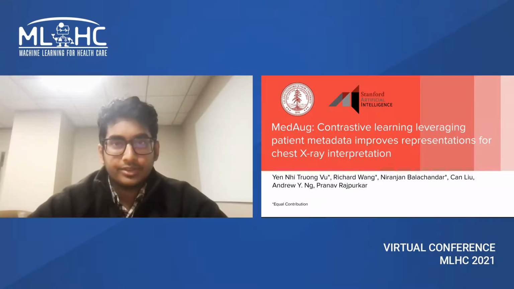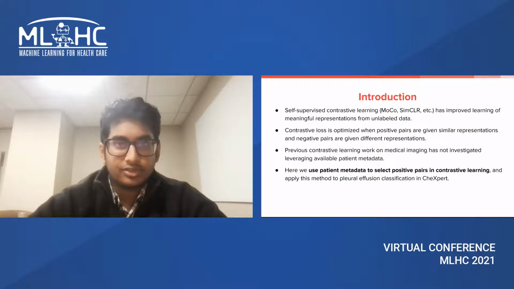Hello, everyone. We are the Stanford Machine Learning Group, and our paper is MedAug: Contrastive Learning Leveraging Patient Metadata Improves Representations for Chest X-ray Interpretation. Recent work in self-supervised contrastive learning has improved learning of meaningful representations from unlabeled data for downstream image classification tasks, including chest X-ray classification. Contrastive learning is enabled by contrastive loss functions that are optimized when positive image pairs are given similar representations, while negative pairs are given different representations.